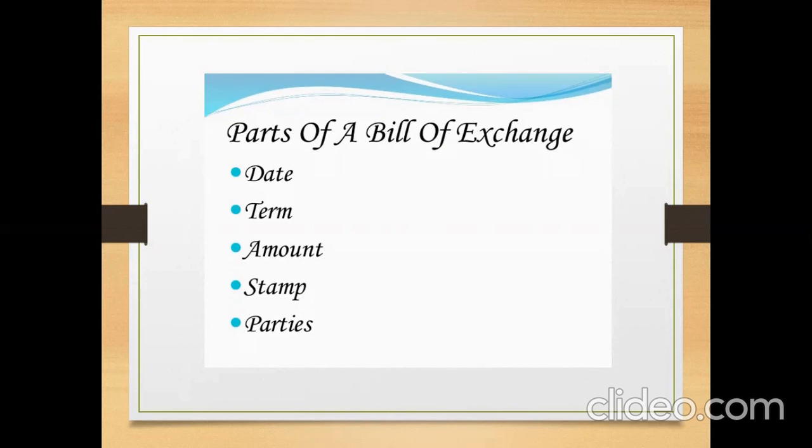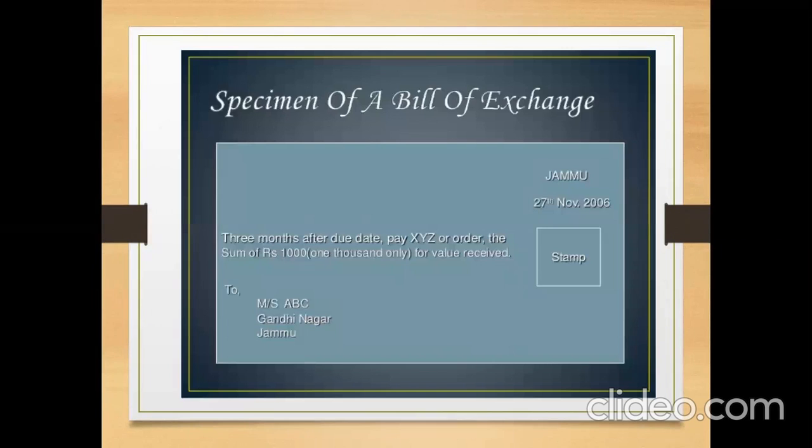Amount, the actual amount of the bill, is written on the bill of exchange. That means it is not always the case that the entire transaction is paid in a bill of exchange. Sometimes they pay a cash payment on the spot and the remaining amount is prepared in bills of exchange. Stamp, that is a revenue stamp recognized by RBI, and the names of parties, that means who are involved in the exchange of the bill. This is a specimen of a bill of exchange that you can see.